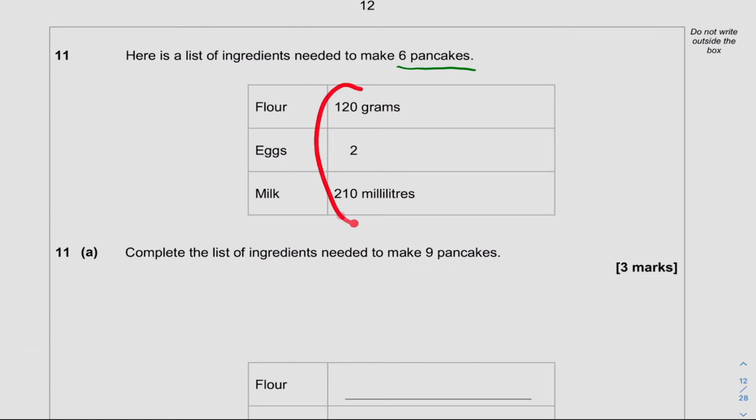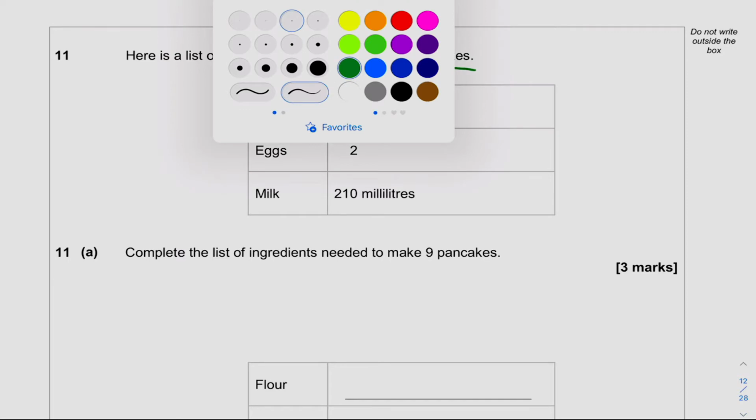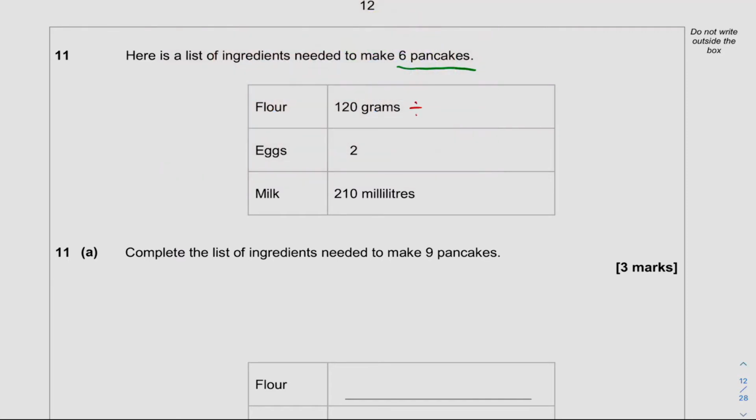So if this data here is for 6 pancakes, to find out what 1 pancake is, we are going to divide each of these values by 6. So this gives us 20 divided by 6, this gives us 1/3, and dividing by 6, just grab my calculator, so 210 divided by 6 is equal to 35.